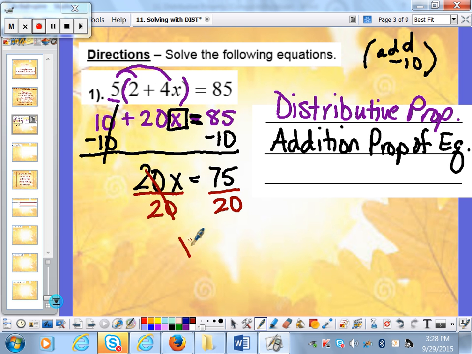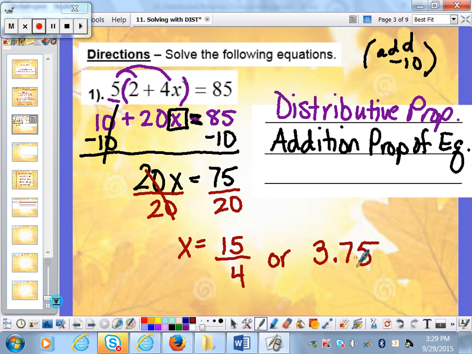So I'm going to write x equals, and since I love fractions, I'm going to keep it as a fraction in simplest form. I know that both of these numbers, 75 and 20, are divisible by 5. So 5 goes into 75 15 times, and 5 can go into 20 4 times. Or, like I mentioned, you may write your answer as a decimal. In this case, it is 3 3/4.